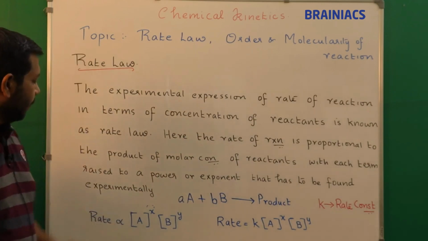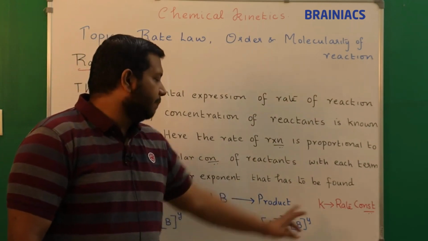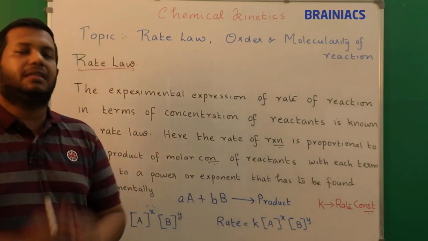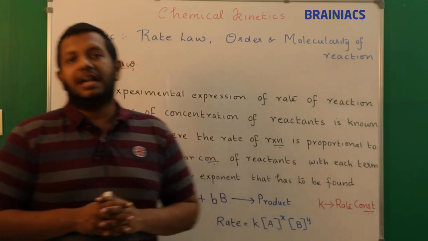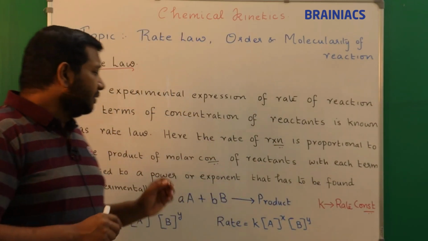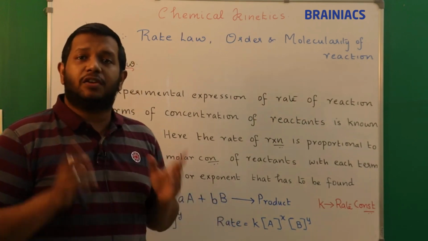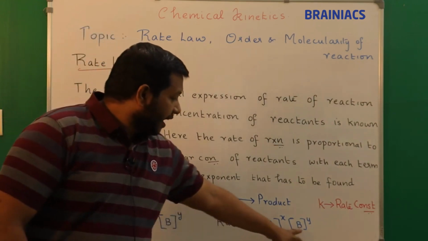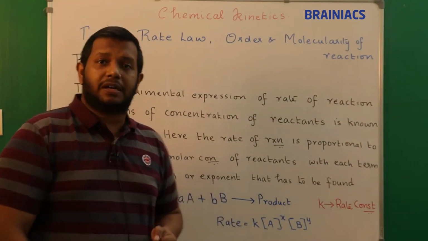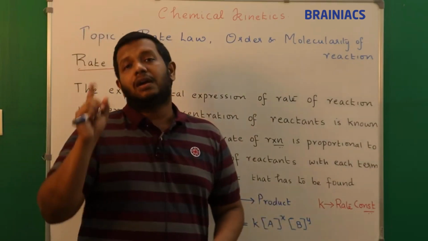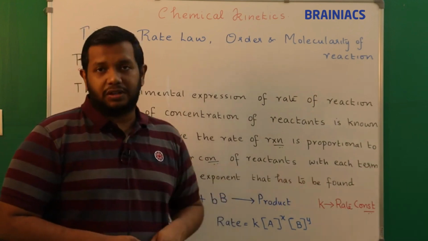When you remove the proportionality sign, rate is equal to some constant times A to the power X and B to the power Y. This constant K is called the rate constant. Please understand that the rate constant becomes equal to the rate of the reaction when the concentrations of A and B are equal to 1, that is, concentration of A is 1 mole per liter and concentration of B is 1 mole per liter. Understood? So K is called the rate constant.